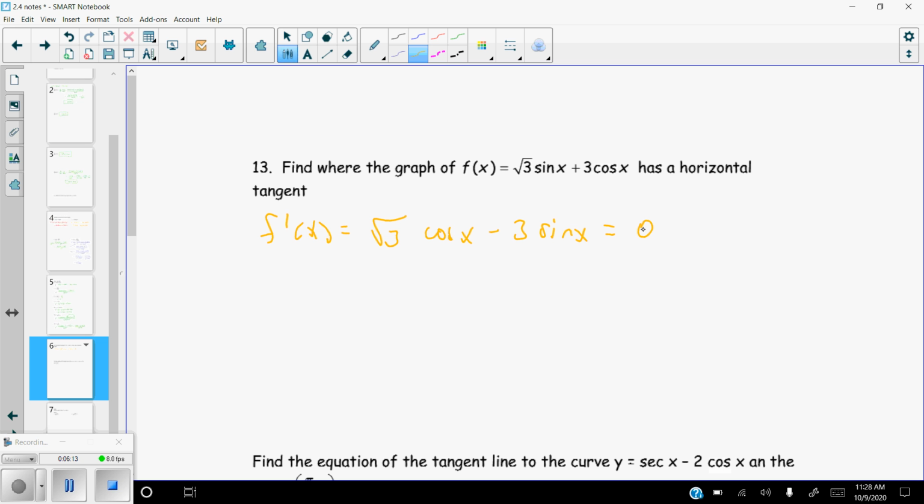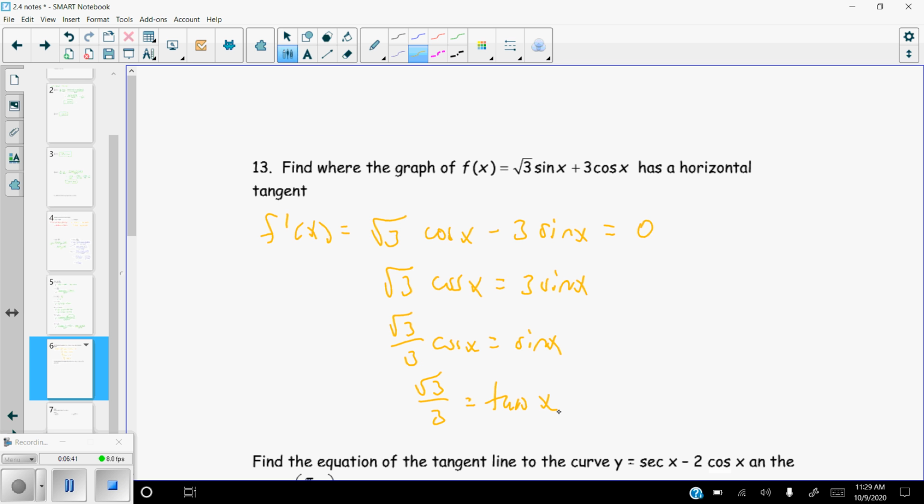So what we're going to do is add 3 sine x to both sides. Then I'm going to divide both sides by 3. And then we're going to divide both sides by cosine of x. And if I divide sine of x by cosine of x, that gives us tangent of x.